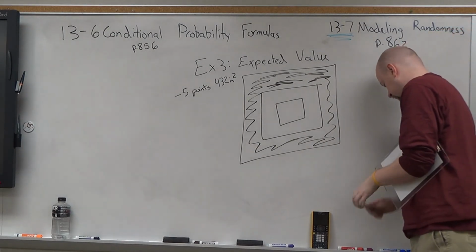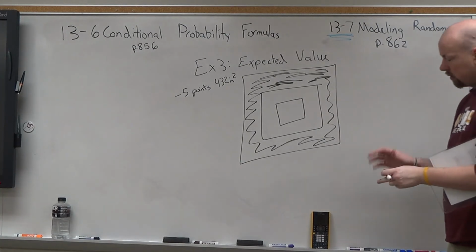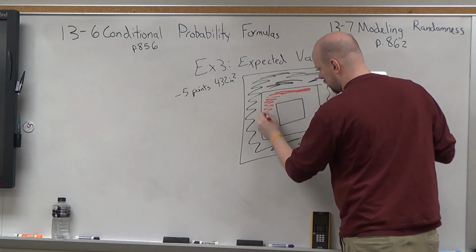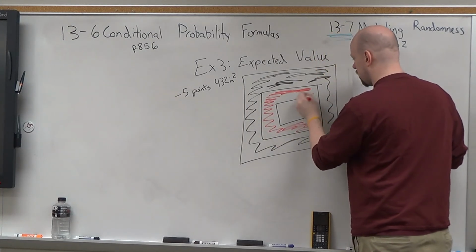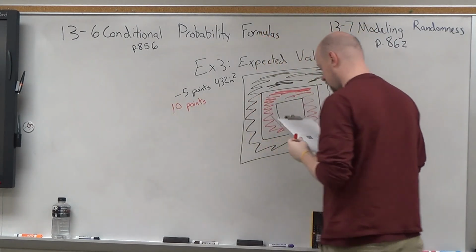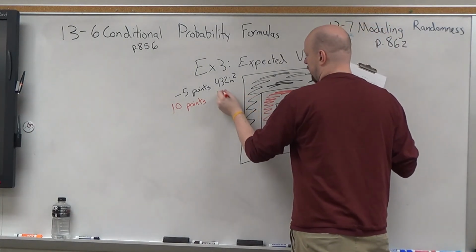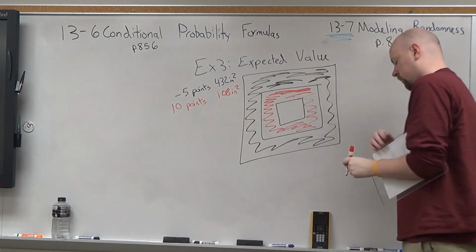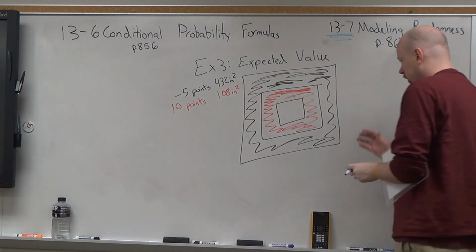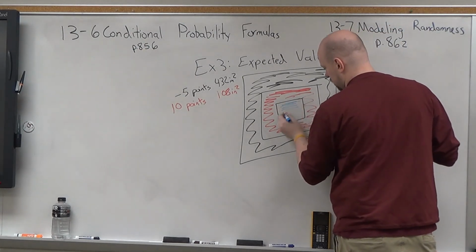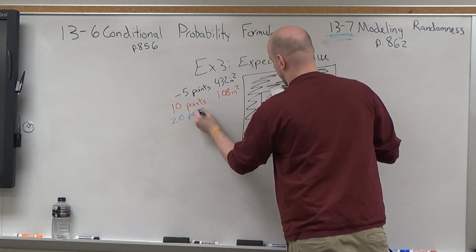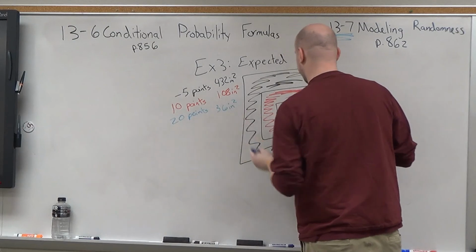Okay, let's see. If you land in the red, you will get 10 points. And that has an area of 108 inches squared. And then if you land in the blue, that is going to be worth 20 points. And that has an area of 36 inches squared.